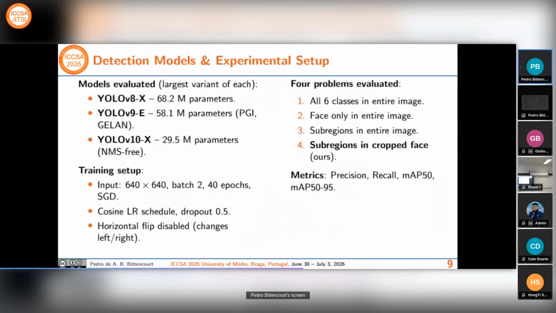So we evaluated 3 YOLO architectures, always using the largest variant available: YOLOv8x, YOLOv9e, and YOLOv10. Training details are in the slide. Horizontal flip was disabled because it inverts the face, and we evaluated 4 distinct problems: all 6 classes in entire images, face only in entire images, subregions in entire images, and subregions in cropped face images. And this last one being our proposed approach.